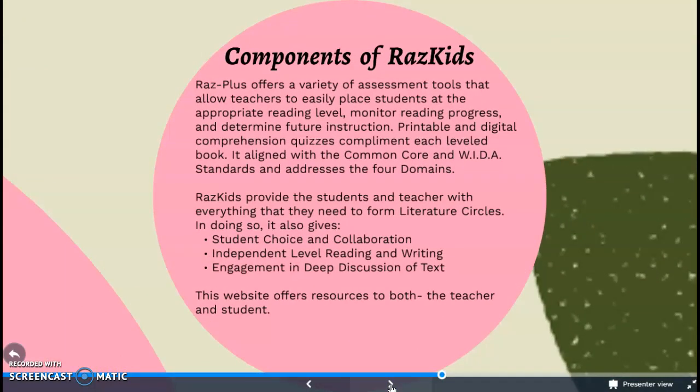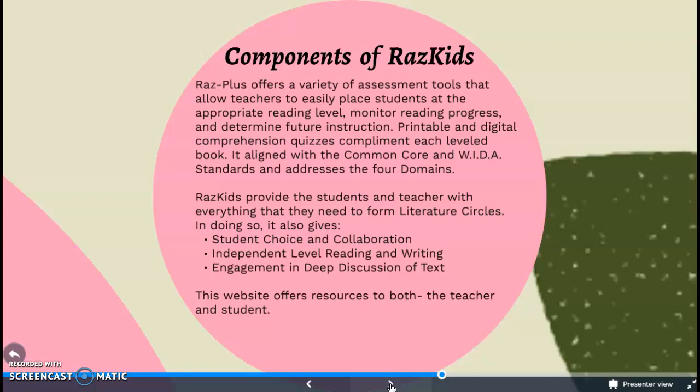With the components of RAS Kids, it has a lot to offer. The teacher can actually monitor the students' progress. She gets a report of how well the students are doing. The students can read into the mic. They can hear their reading. They can get their feedback. They can actually hear how well they're reading, or they can hear their pronunciation of the English language.